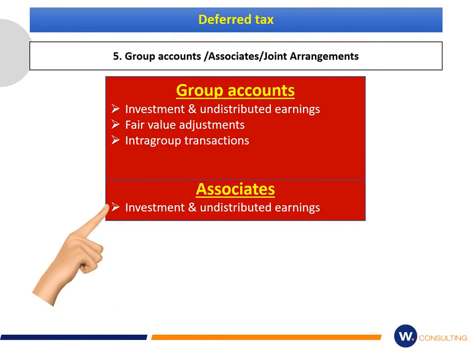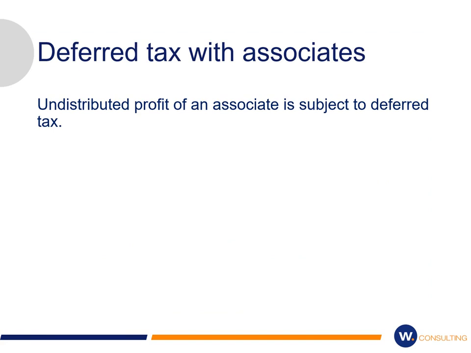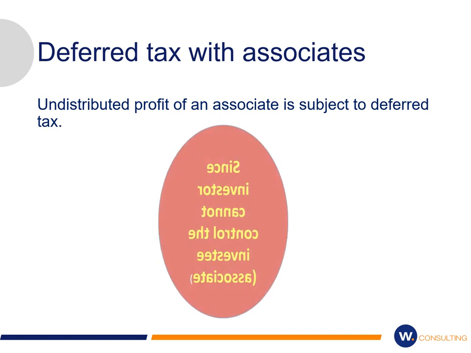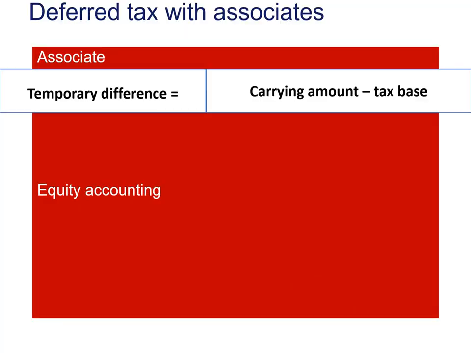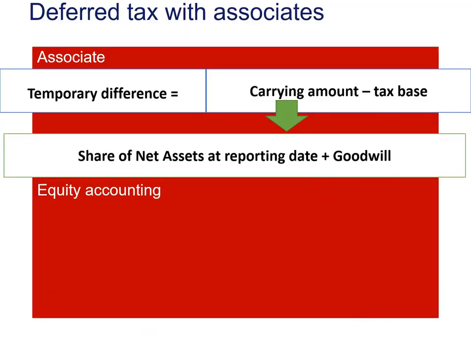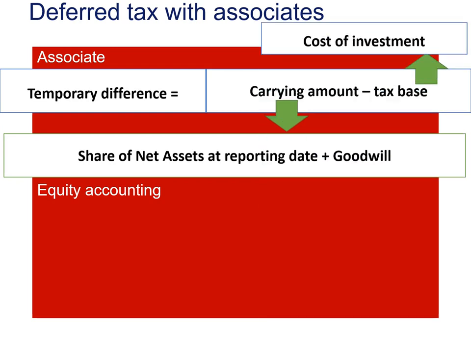Investment in associates and distributed earnings. As we know, deferred tax in associates and distributed profit of an associate is subject to deferred tax. Since the investor cannot control the investee, that means therefore deferred tax is going to arise. We can't have that exemption where we say, oh, I can control the timing of the reversal of the things. So the carrying amount is the share of the net assets at reporting date plus goodwill. The tax base is the cost of the investment typically.